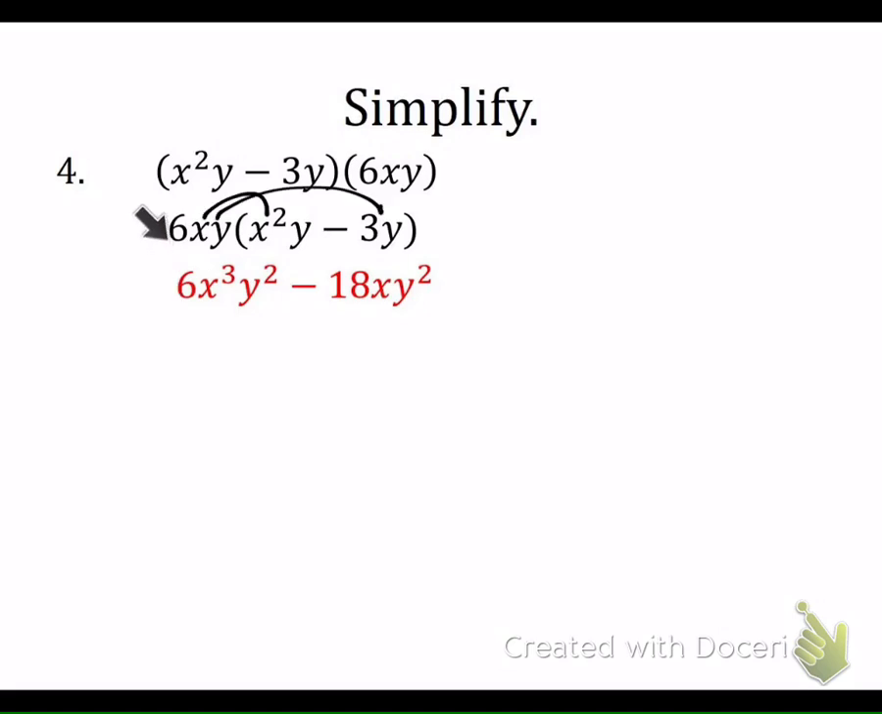You multiply the coefficients, so 6 times 1 is 6. Add the exponents. X to the first, x to the second gives me x to the third. Y to the first, y to the first gives me y to the second. Keep your minus. 6 times 3 is 18. There's not an x here, so you just drop the x. Y times y is y squared. What are your questions?